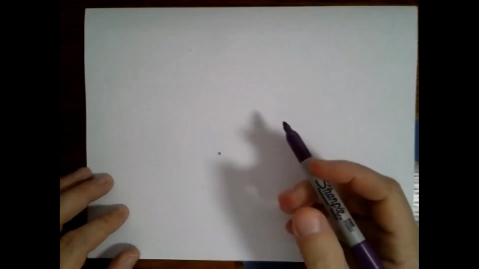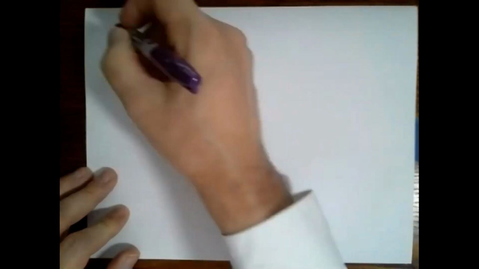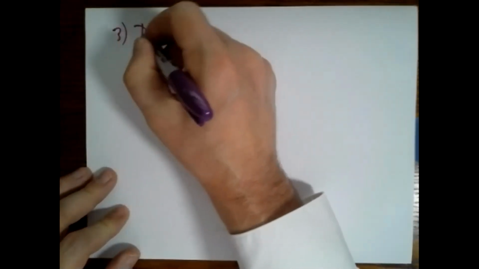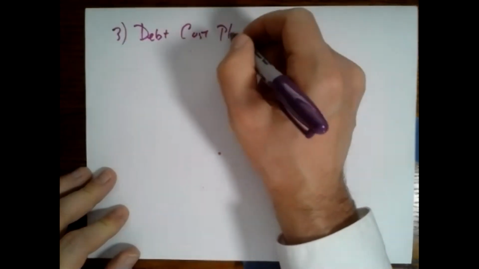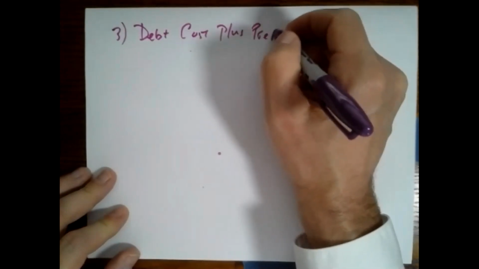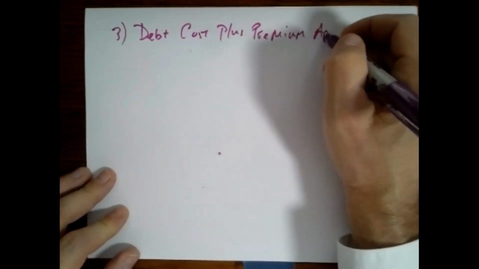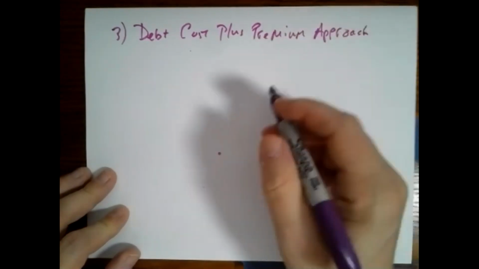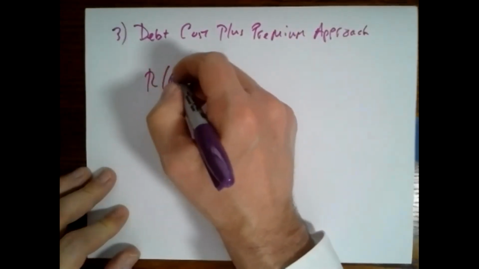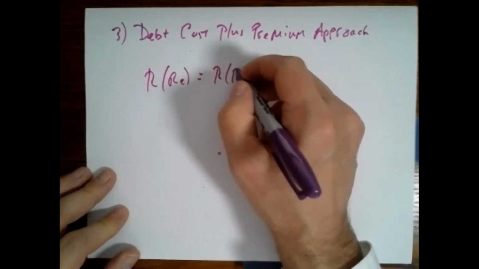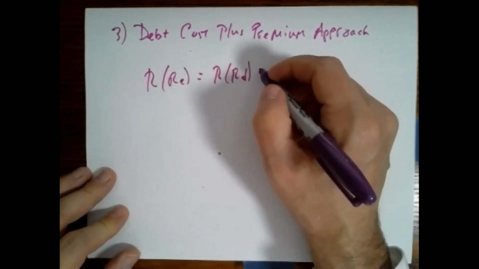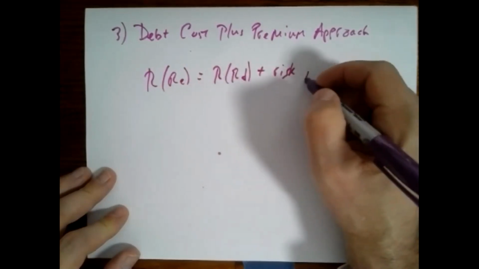So those are pretty mechanical models, right? The third one is much more what I would call artistic. So the third one is the debt cost plus premium approach. And basically what that says is the required rate of return on equity is going to be a function of the required rate of return on the debt plus some risk premium.